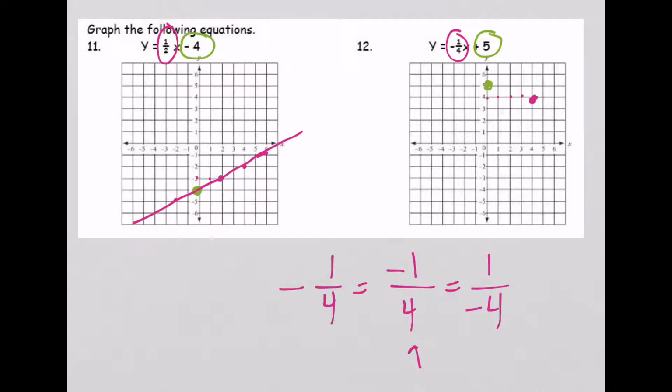But to prove that it's on the same line, if you went up 1, and 1, 2, 3, 4, backwards 4, they work. Imagine that's a perfectly straight line.